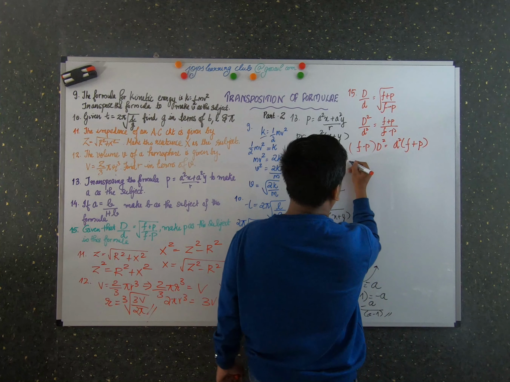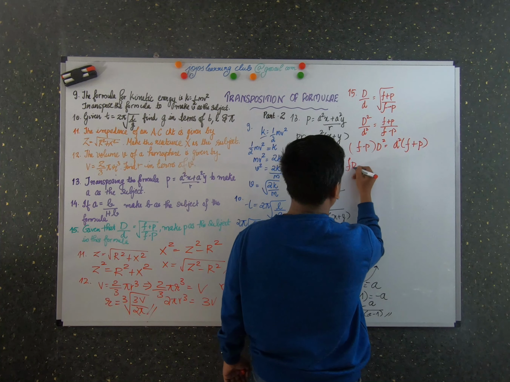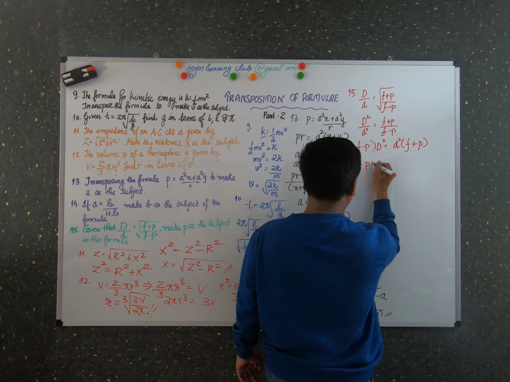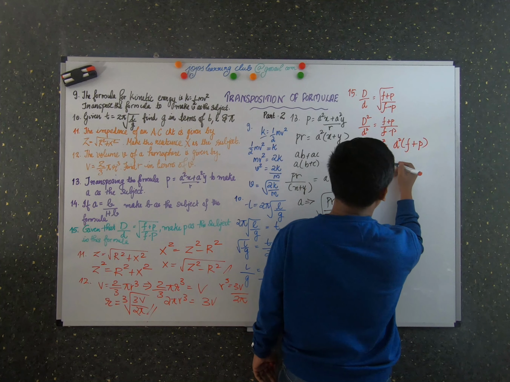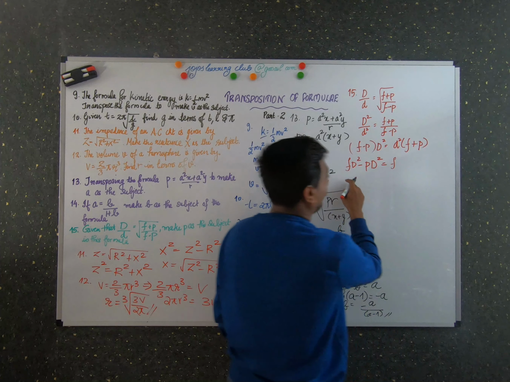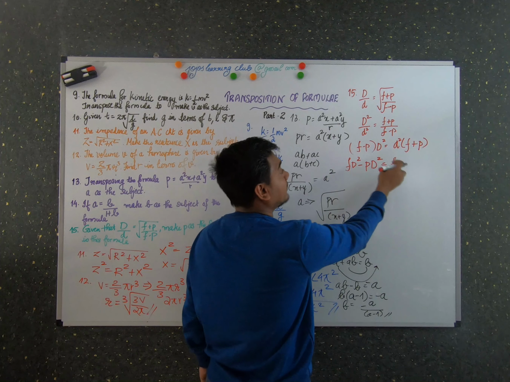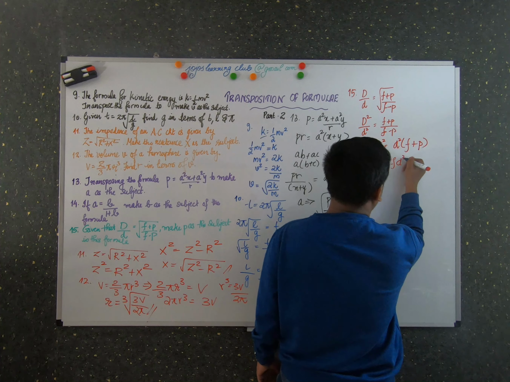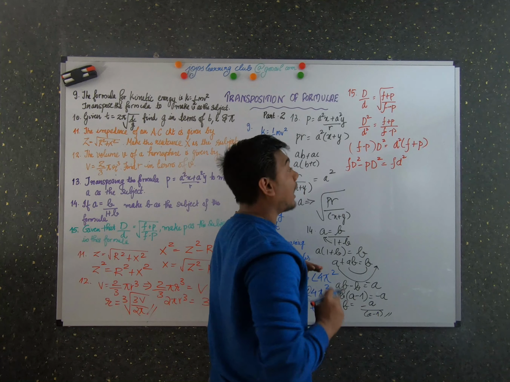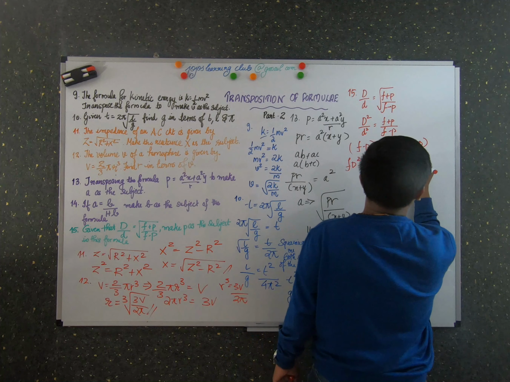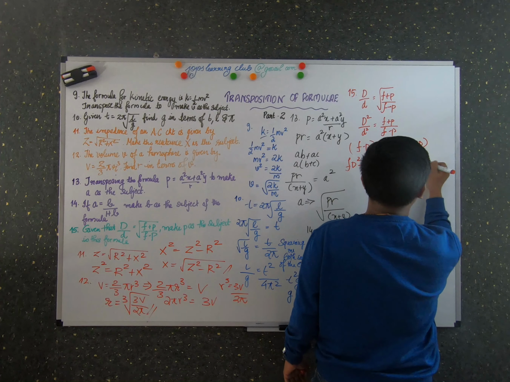Now what am I going to do? Open the brackets. F into D square minus P into D square is equal to F into d square, because I wrote always D on the second time, that's why I am going to write here also d on the second time. It doesn't matter, you can write however you wish. So plus P into d square.